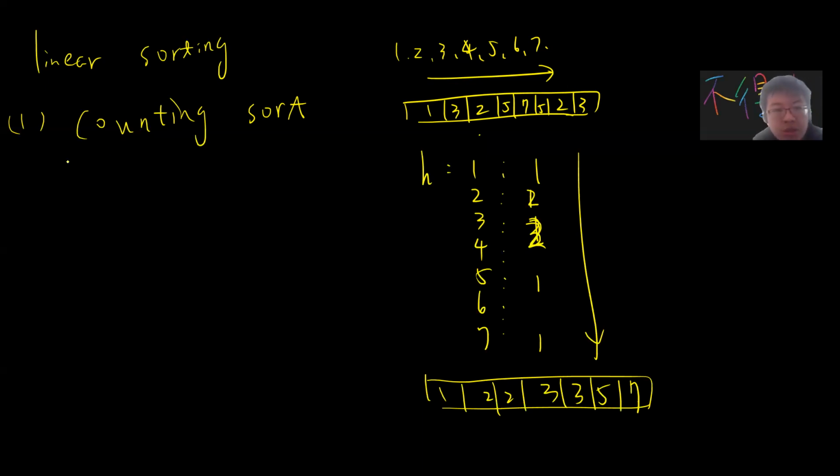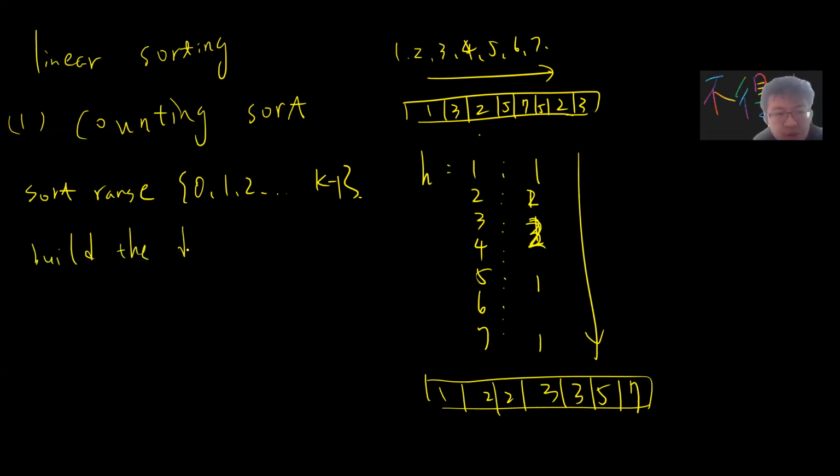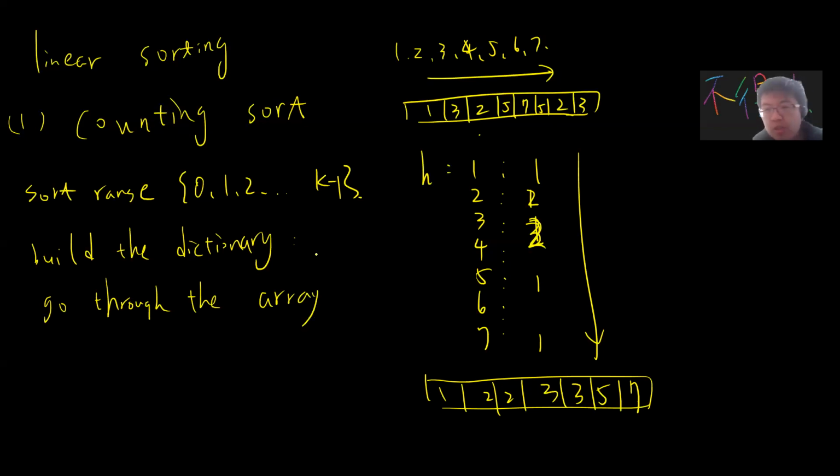So the sort range is based on your array range, maybe from 0, 1, or 2 up to k minus 1. Your algorithm first builds a dictionary, and then you just go through the array. You can find the algorithm in a textbook, so I will not write it out. I just write the pseudocode or the idea: building, going through the array, and the output.